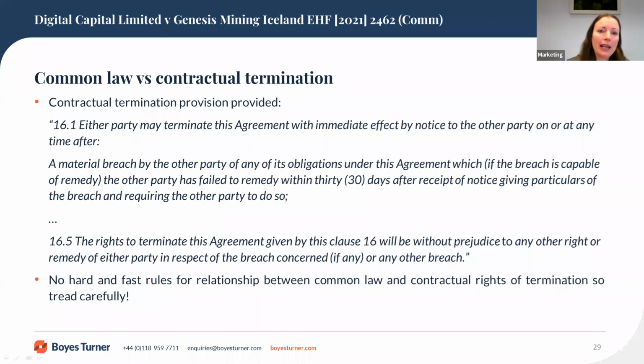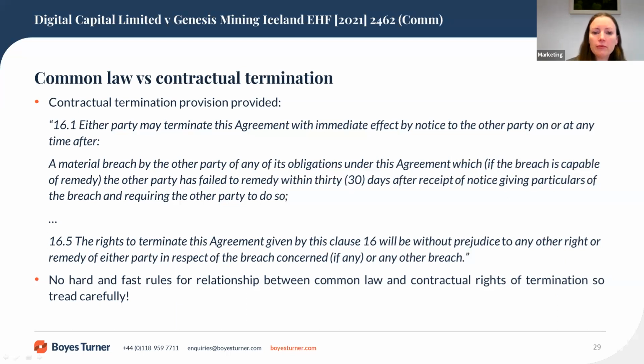And so perhaps appropriately, I'm going to finish our session dealing with a case on termination. This is a case of Digital Capital and Genesis Mining Iceland. The dispute concerned an agreement between the claimant and the defendant by which the claimant was to provide certain regulatory and software services.